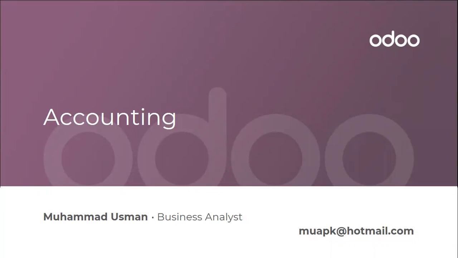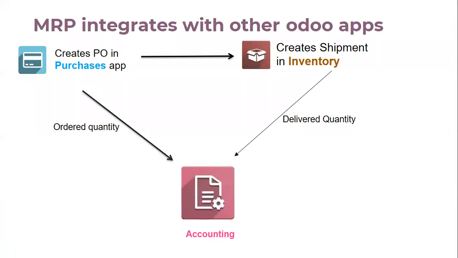Hi, now we will talk about Odoo accounting. So in Odoo accounting, it is basically integrated with other apps. Like for example, here MRP stands for material requirement planning.